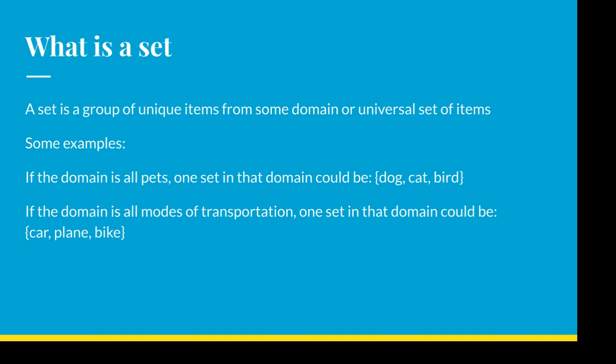If the domain is all modes of transportation, one set in that domain could be car, plane, bike. So a set is always in the context of a domain, and the items in a set are unique. You don't have duplicates. So that's two concepts to understand.